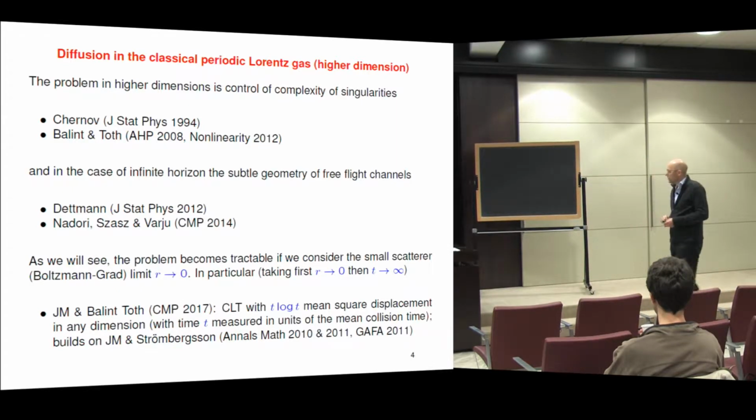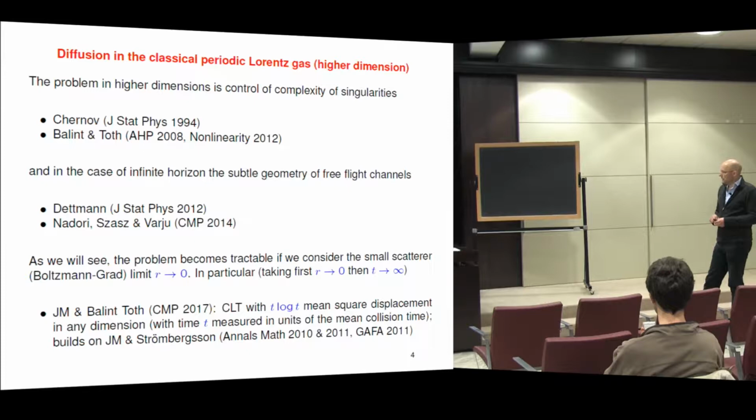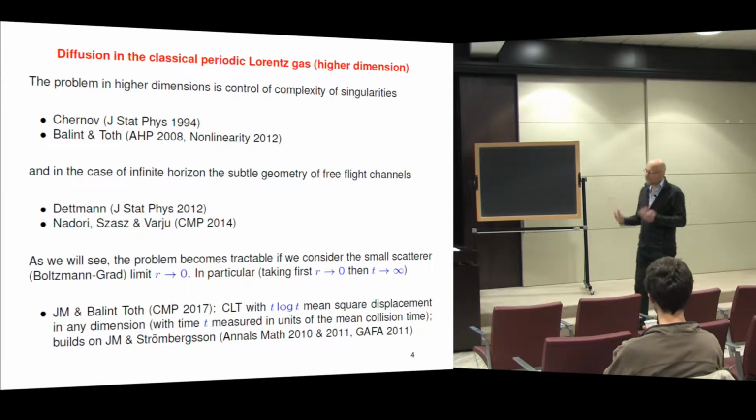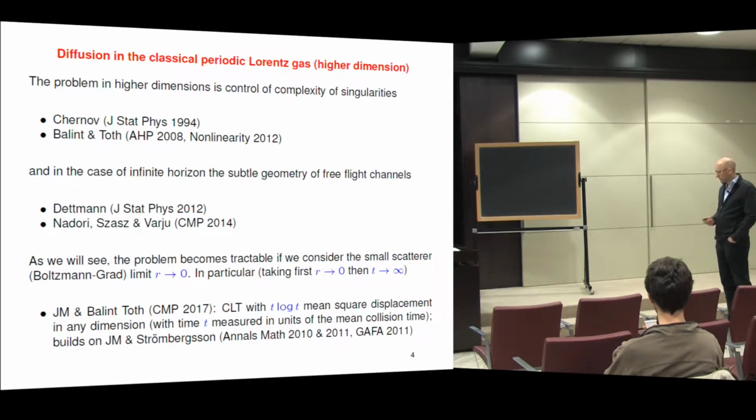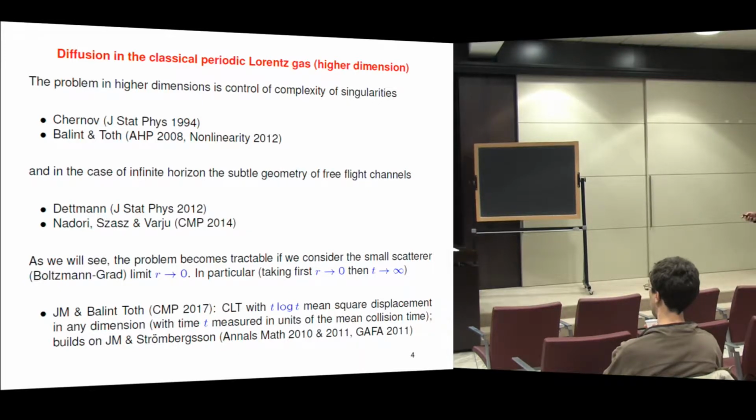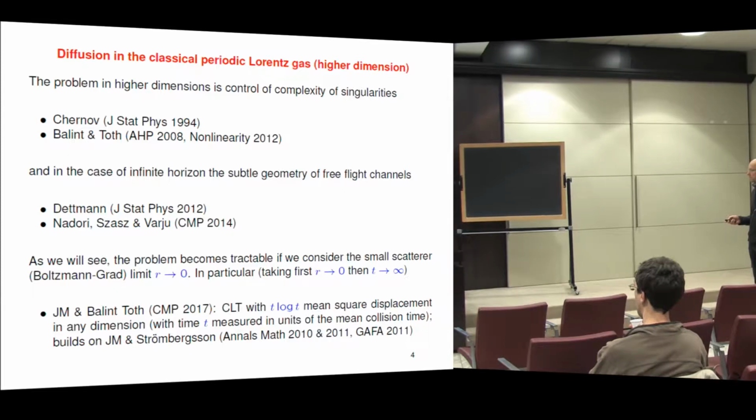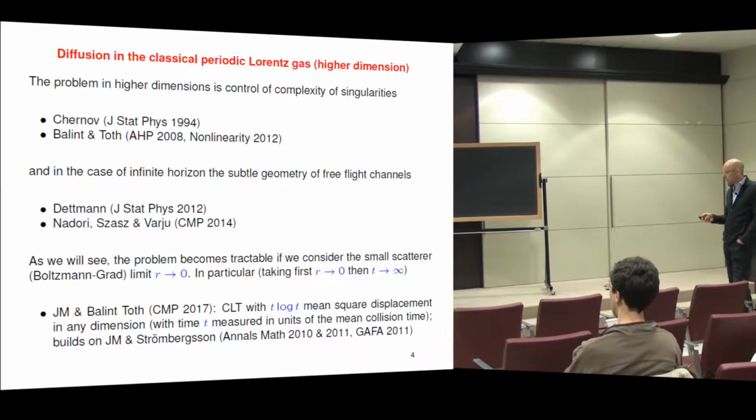And as I will explain to you, in this small scatterer limit, one can say much more, not only for the periodic gas, not only in 2 dimensions, but actually in arbitrary dimension. And a particular application of the work that I did with Andreas Strömbergsson is a superdiffusive central limit theorem, with a T log T mean square displacement, just as Bleher suggested, but this holds in arbitrary dimension for the periodic Lorentz gas. And that's joint work with Bálint and Tóth, which was published last year.